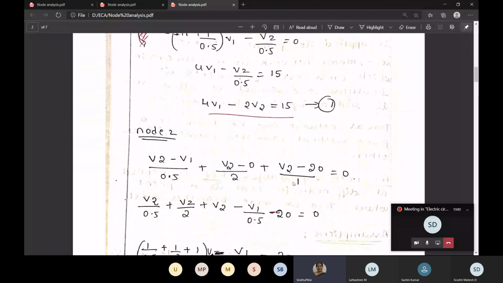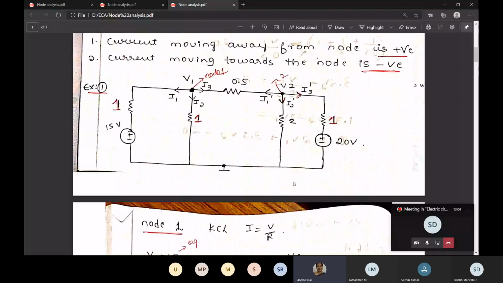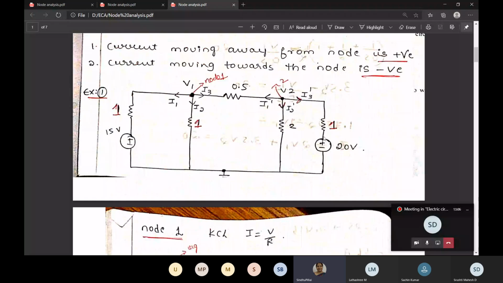Similarly, node 2: V2 minus V1 divided by 0.5, V2 minus 0 divided by 2.